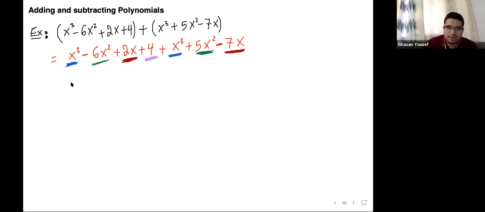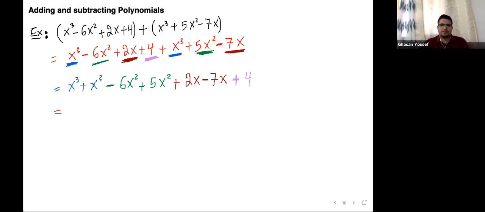So now I get here x to the power 3 plus x to the power 3, minus 6x squared plus 5x squared, plus 2x minus 7x. Okay, and the last term here is 4. So now I can simplify it more.